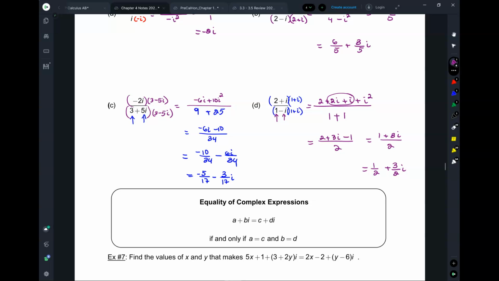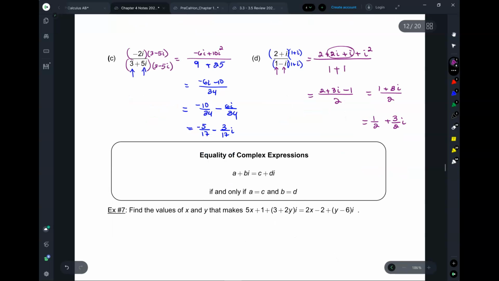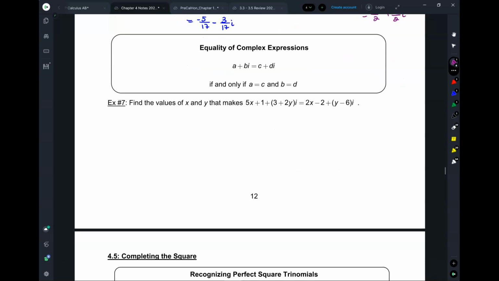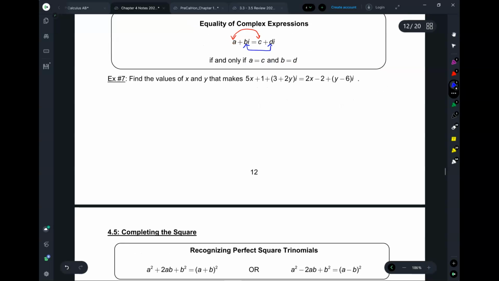Okay. We're going to do some more practice with this now. All right, equality of complex expressions. If you have two complex numbers equal to each other, basically that means the real parts can be set equal to each other, and the imaginary parts can be set equal to each other. Okay? So, look at all this mess. It says find the values of x and y that make this true. Okay, first you got to simplify this, then you got to simplify that.